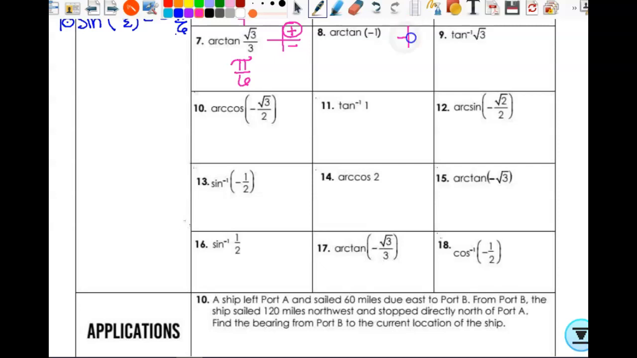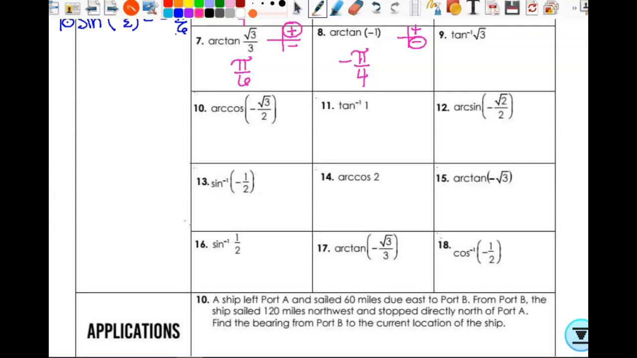All right, got another arctangent. It can only come from the first or the fourth quadrants. This is a negative value, so it's a fourth quadrant angle. But then I ask myself, what is the reference angle that gives me a tangent value of 1? Pi fourths. But since I'm supposed to be in the fourth quadrant, my actual answer is negative pi fourths. Okay? Does that make sense to you?